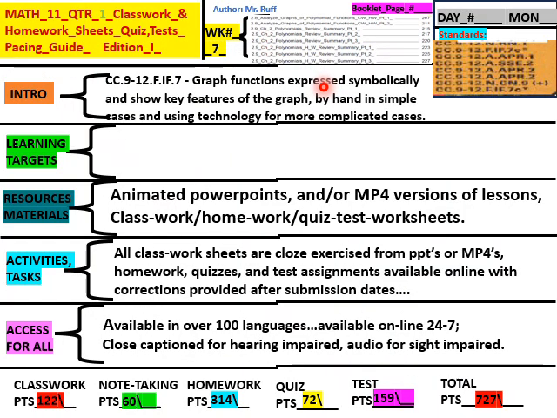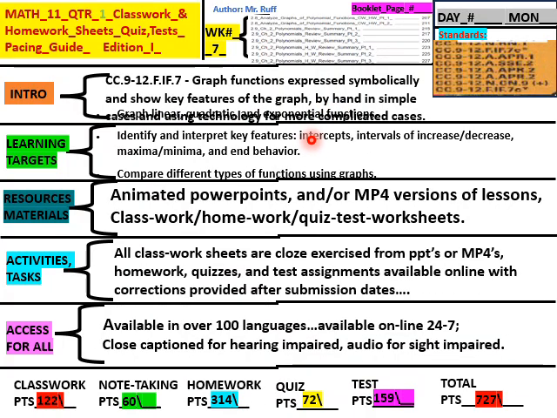And then for intro here, it would be the Common Core 9 through 12, FIF.7, graph functions expressed symbolically and show key features of the graph by hand in simple cases, and using technology for more complicated cases. And then our learning targets here are graph linear, quadratic, and exponential functions. Identify and interpret key features, intercepts, intervals of increase, decrease, maxima, minima, and end behavior. And they compare different types of functions using graphs.